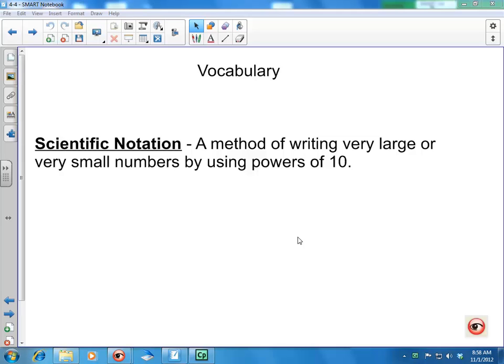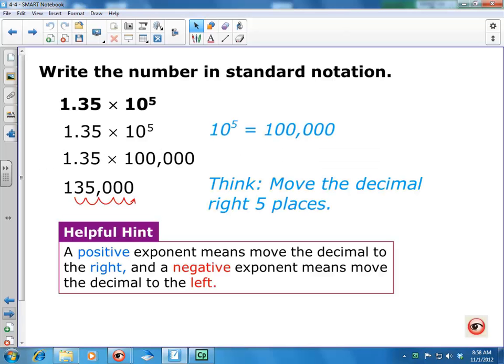Like I said, today we are talking about scientific notation. The definition of scientific notation is a method of writing very large numbers or very small numbers using a power of 10. Okay? Let's take a look at our examples here.